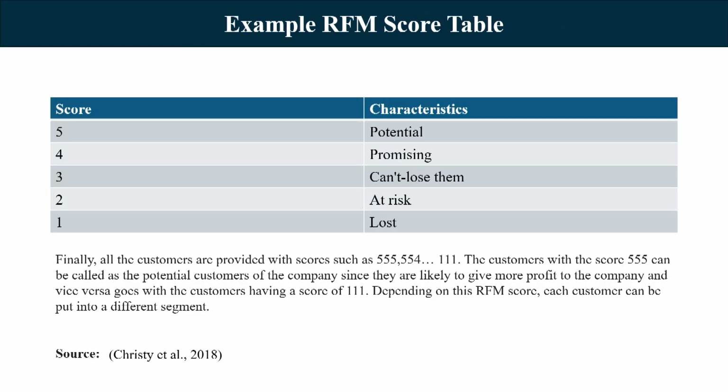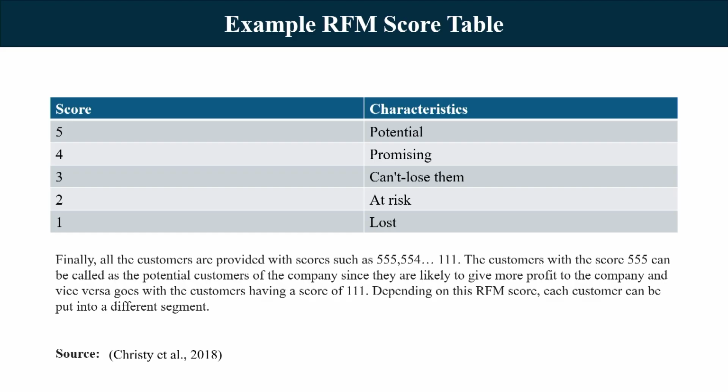Then we can have a look at one of the examples. Score, if it is 5 across all the dimensions, then it is potential. They are our most valued customers. If it is, let's say, 4, we consider them as promising customers. If it is 3, we can't lose them. They are our, I mean, we can groom them.